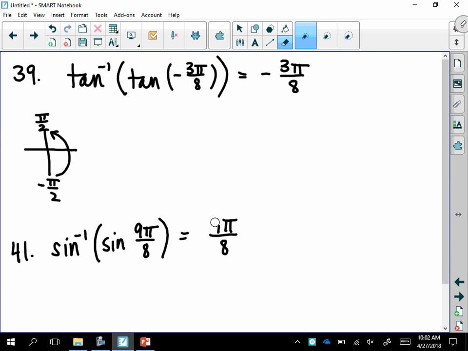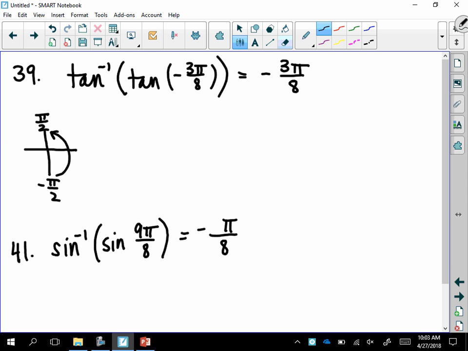So we have to reason this out and say, all right, in the third quadrant, what do you know about sine? It's negative. So of these two quadrants, sine is negative in the fourth quadrant. So I've got to pull my answer from the fourth quadrant. And the easiest way to make that happen is just put a negative on it. Wait, but how do you know it's negative? It's got to be in the fourth quadrant.